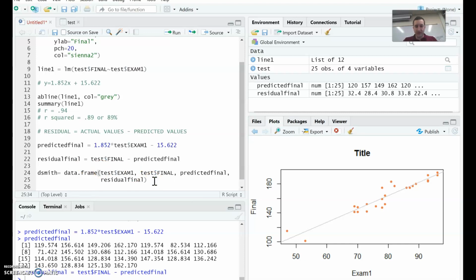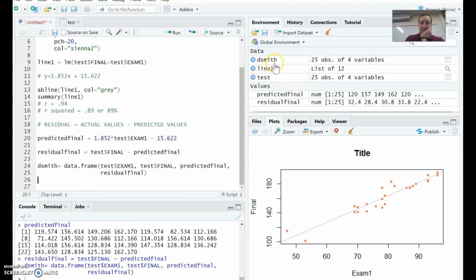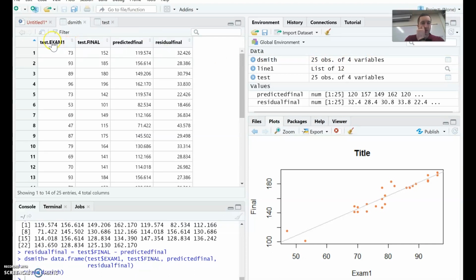And when we run that, I just created my own data frame of 25 observations of 4 variables that when I click, we see all the exam 1 scores, we see all the final exam scores, we see what we predicted them to get, and we see their residual. So notice, 152, the actual score, minus 119 is 32.